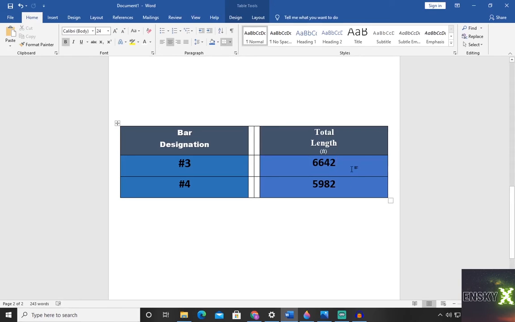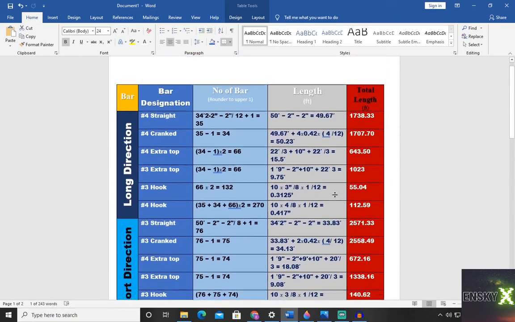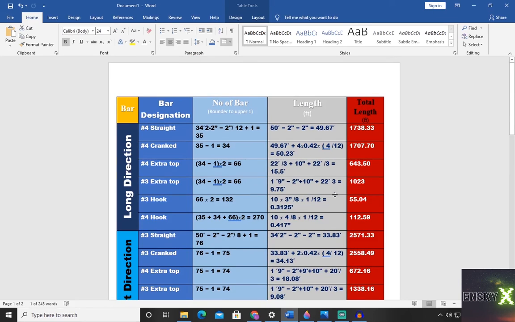You can convert it to pounds, since 1 feet length of bar has a certain weight. Then you can multiply it by the rate, and you can estimate the total cost of the slab reinforcement. It's very easy, and thank you so much.